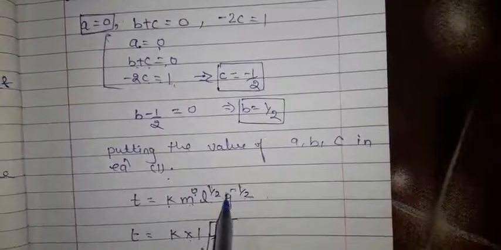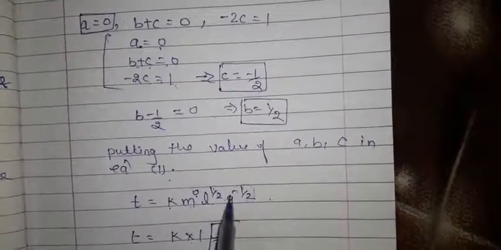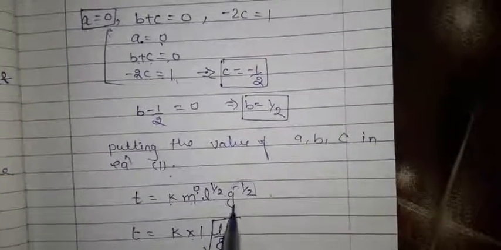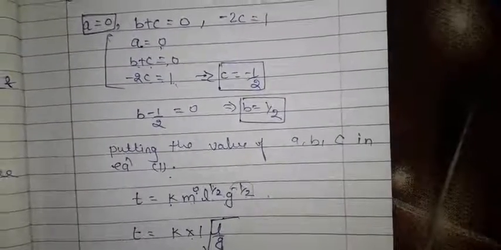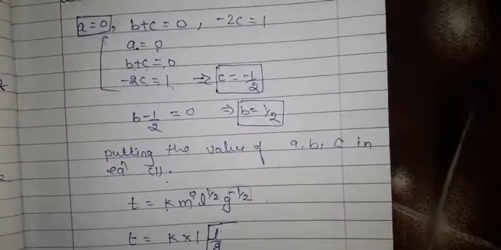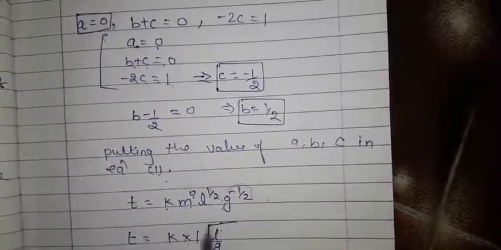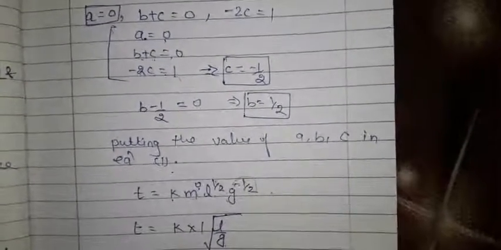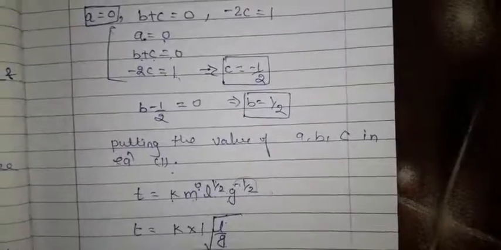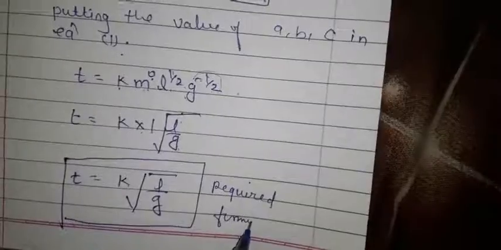So if we want to convert this power into positive, the g goes to the denominator, so L by g, and power 1 by 2 is root. Okay, so T equal to what? k under root L by g. This is our required formula. Or this is our derived relation. So this is the first example, and we take another example.